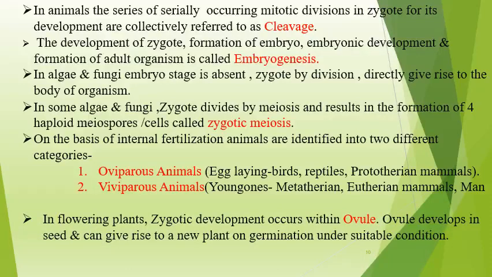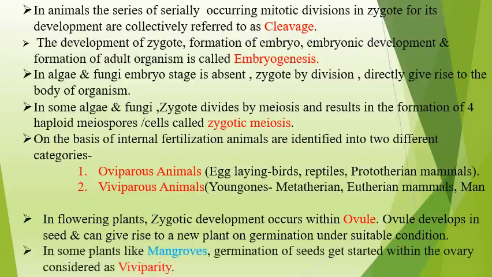In flowering plants, zygotic development occurs within the ovule. The ovule develops into the seed and can give rise to a new plant on germination under suitable conditions. In some plants, like mangroves, germination of seeds starts within the ovary, which is considered viviparity.